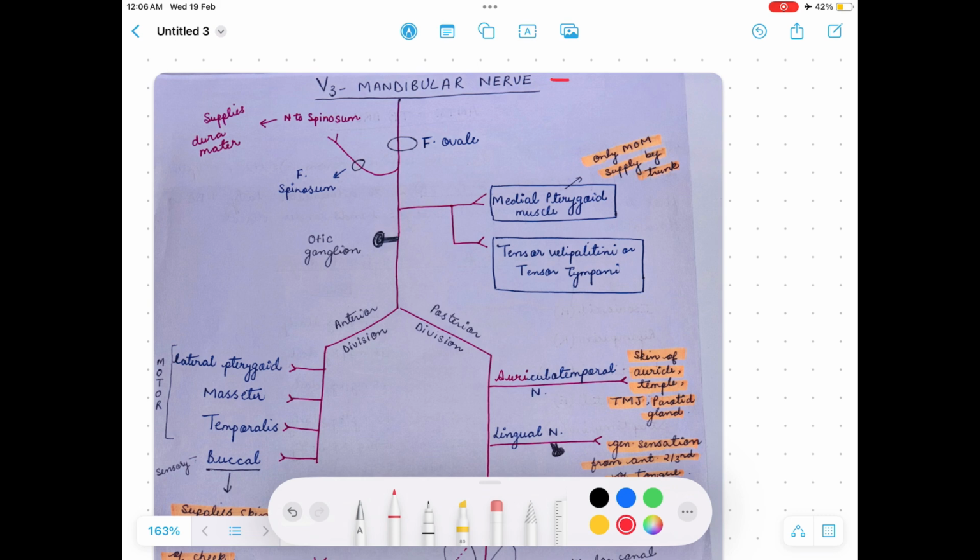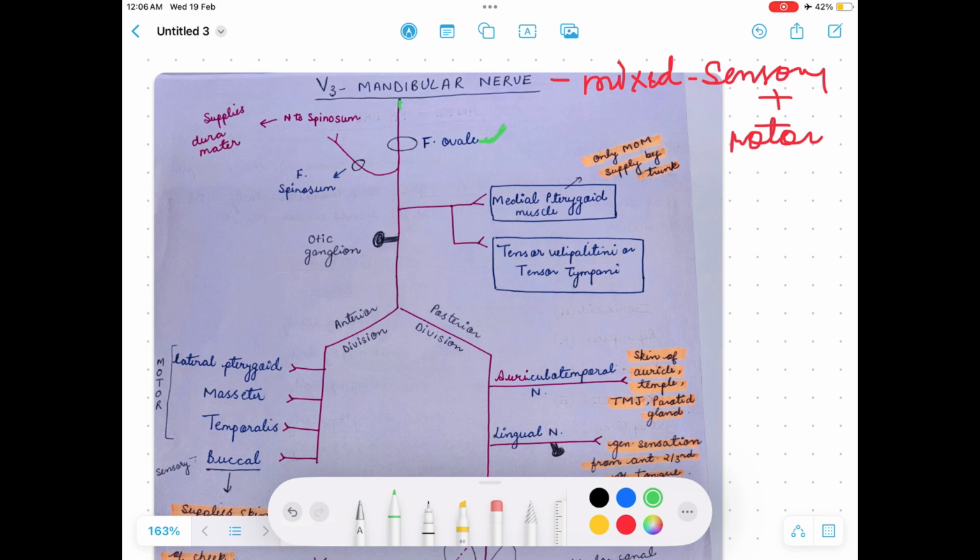First of all, the mandibular nerve is a mixed nerve. Mixed nerve means it is both sensory as well as motor. As you can see in the image, the mandibular nerve passes through the foramen ovale.